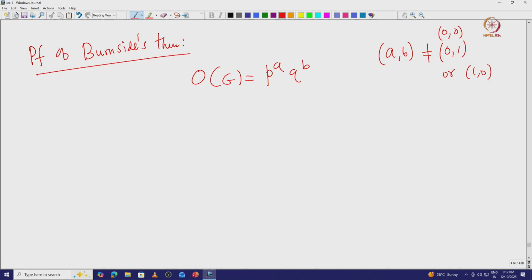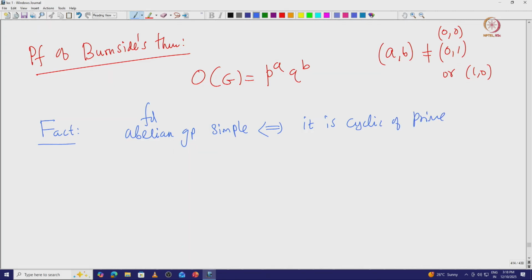Let me state this very important fact. If you start with a finite abelian group, it is simple if and only if it is cyclic of prime order. Actually, we do not need this finite condition.